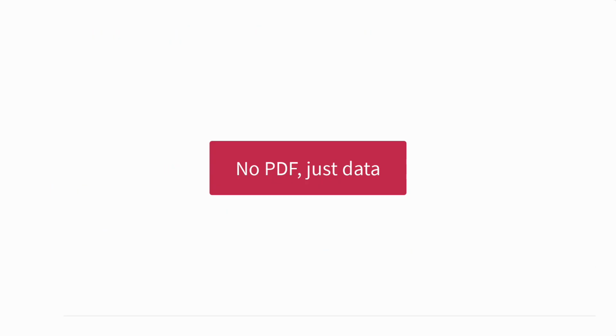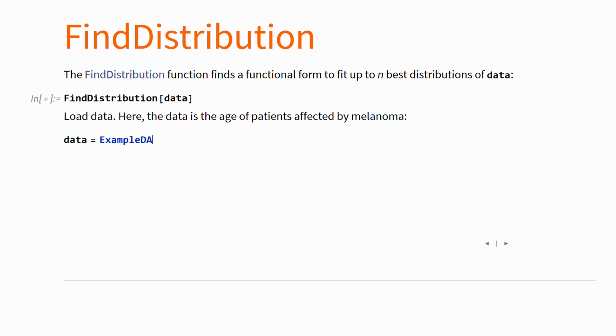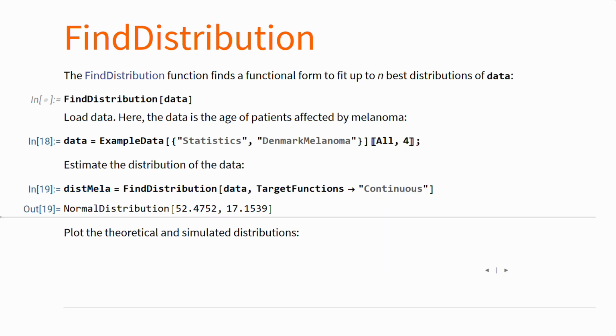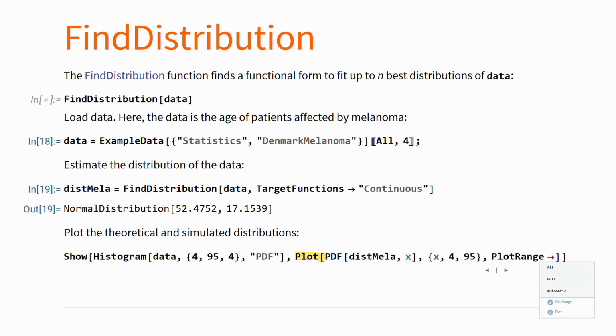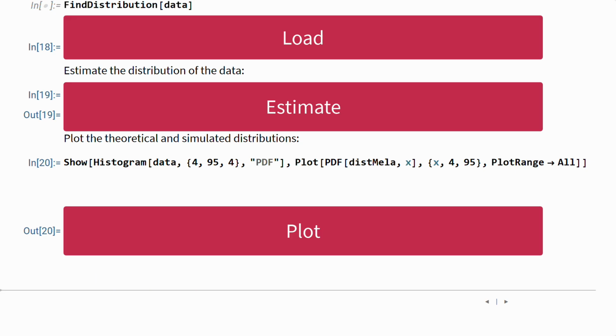What if you don't even know what the PDF should look like? You only have data. Then use the FindDistribution function. It fits the best distributions corresponding to your data. For example, if you just load the data set on the age of patients affected by melanoma and find its distribution, you see it's a normal distribution, and you can compare the data to the estimated distribution. Remember these three steps: load, estimate, plot.